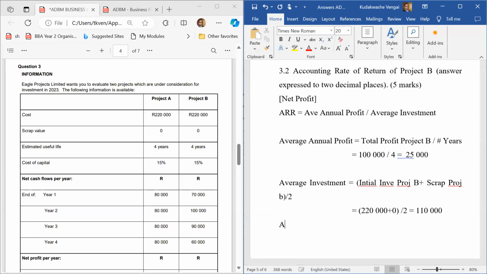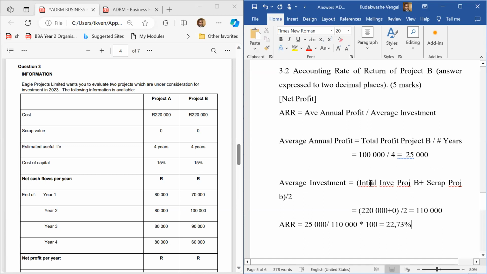Sure. Yes. So our ARR is therefore the average annual profit, which is 25,000, divided by the average investment, which is 110, multiplied by 100. Make it a percentage, right? So 25 divided by 110 multiplied by 100, and that gives you 22.73%. That's our final answer there.